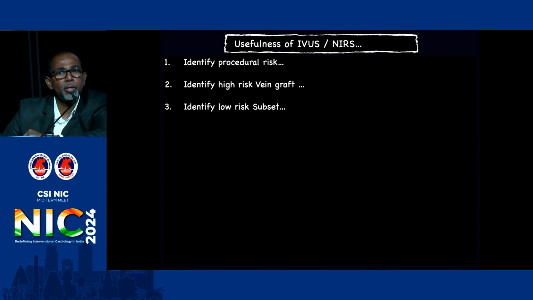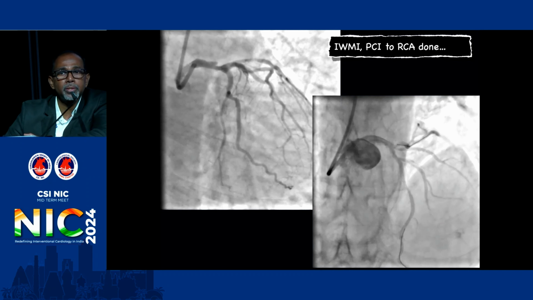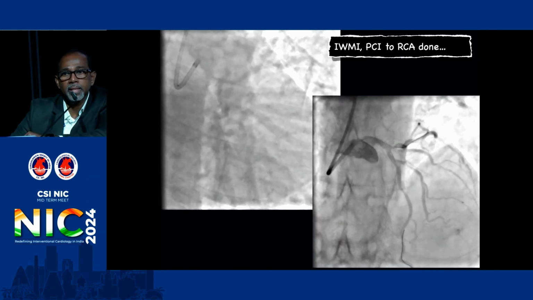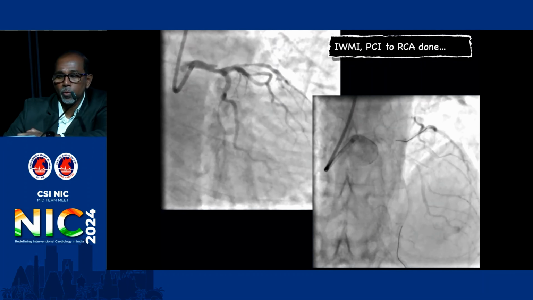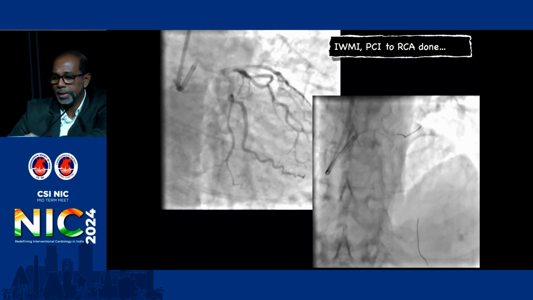Now we could also identify a low-risk subset of patients with the help of NIRS IVUS. This is a patient who had an inferior myocardial infarction and underwent stenting to the right coronary artery. You could also see that there is a plaque rupture in the left main bifurcation. So we wanted to evaluate that area, the left main bifurcation, almost a 40 to 50% lesion there.